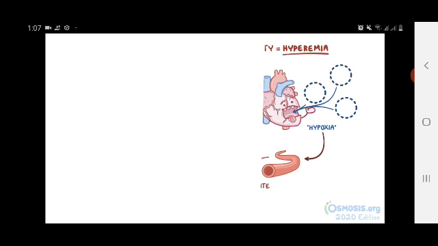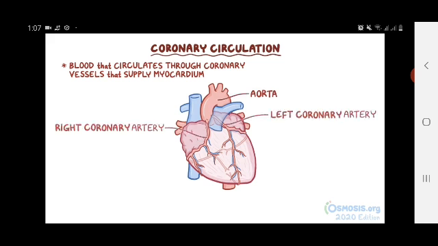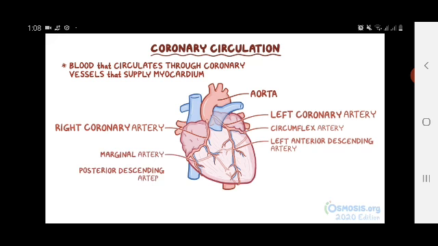Alright, as a quick recap, the coronary circulation is the blood that circulates throughout the coronary vessels that supply the myocardium. The coronary arterial circulation starts at the base of the aorta with the left and right coronary artery. The left coronary artery generally gives off the circumflex artery and the left anterior descending artery. The right coronary artery gives off the marginal artery and the posterior descending artery.